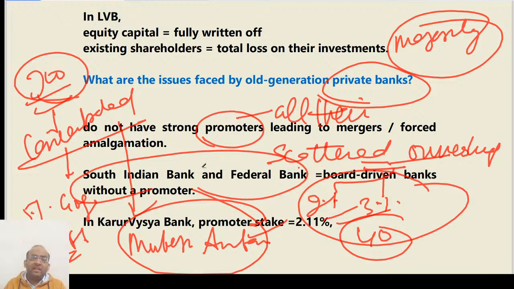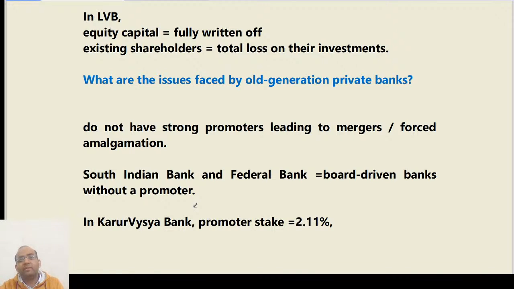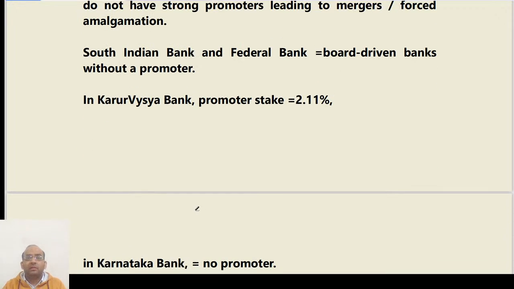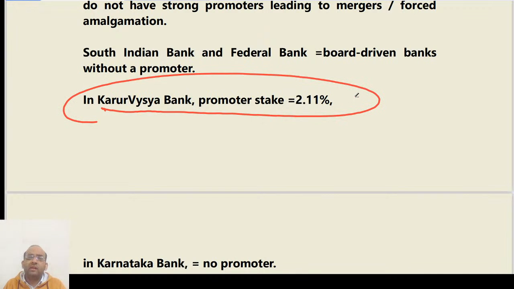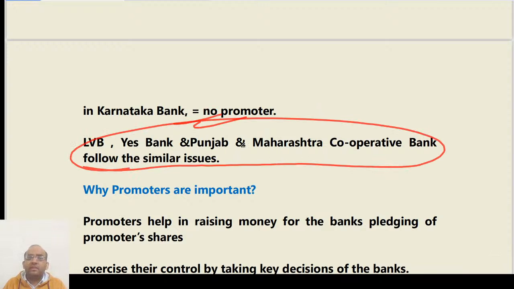That is why there is no effective control over the performance of these banks. Nobody is able to supervise or monitor their performance. That is why they are turning into these kinds of mismanagement losses, etc. Take the example of Karur Vysya Bank, it has just a promoter share of 2%. Karnataka Bank, there is no promoter. Similarly, Yes Bank, Punjab and Maharashtra Cooperative Bank, Lakshmi Vilas Bank also lost their promoters.